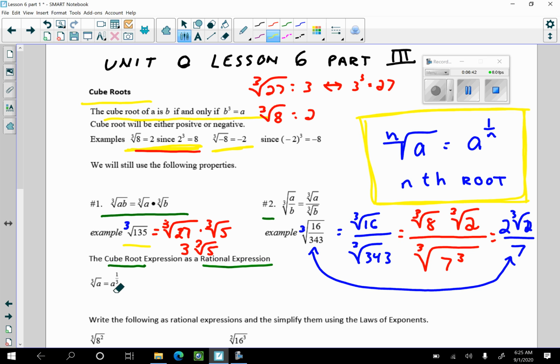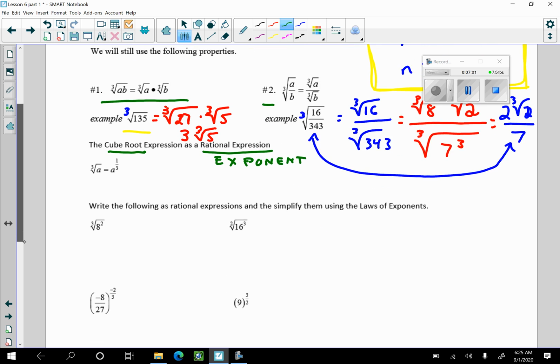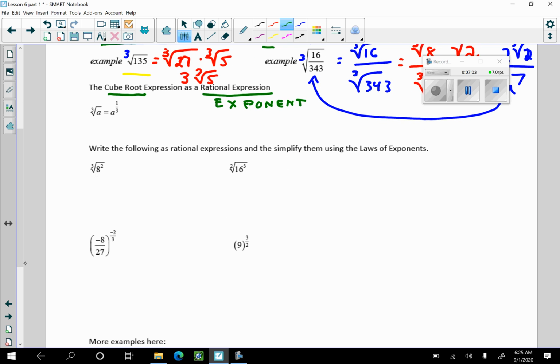So this cube root of a is simply written a to the 1/3 power. This is a rational exponent. So I have a cube root expression written as a rational exponent. And we're going to use those laws of exponents that we reviewed a few lessons ago. All right, so let's see what we can do with this guy right here. Write the following as a rational expression and then simplify them using the laws of exponents.